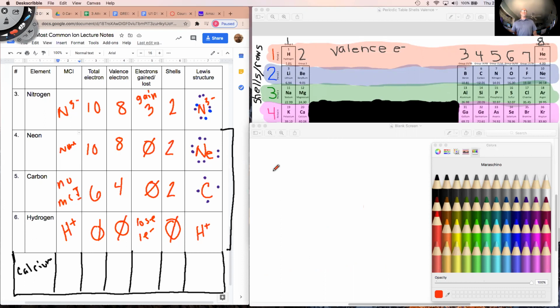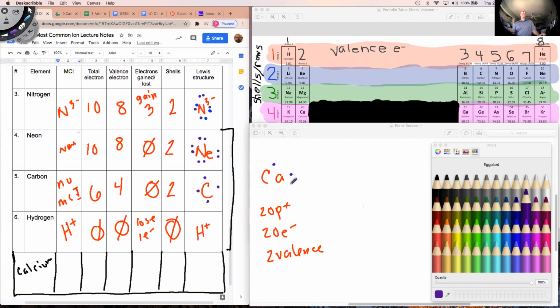Calcium, ladies and gentlemen, right, has how many protons? 20 protons. Calcium has 20 electrons. Calcium has 2 valence electrons, right? And let's use that. So let's start there. So here's 1. So the valence electrons will be used for the Lewis dot structure. So we have 2 electrons on calcium.